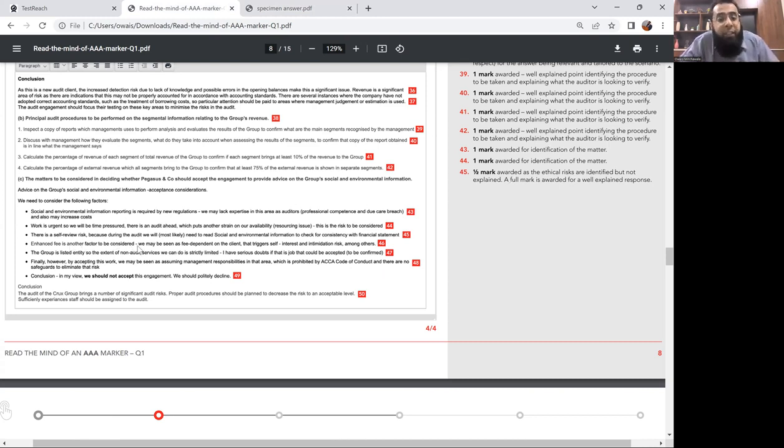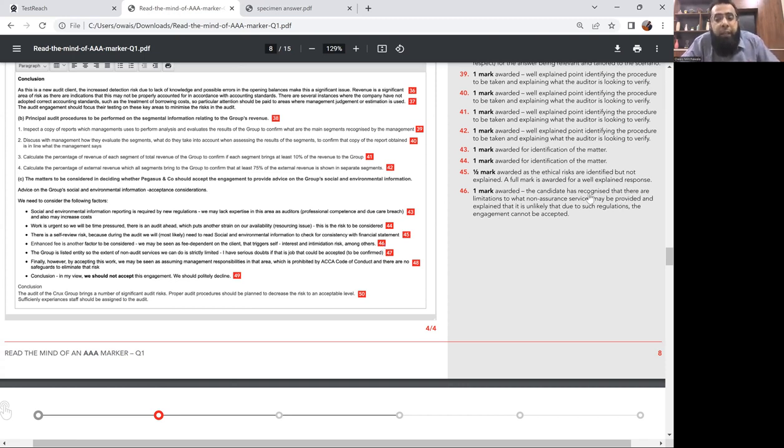Enhanced fees is another factor to be considered. We may be fee dependent on the client, which triggers self-interest and intimidation risk. Here also, he didn't explain the self-interest and intimidation in detail. But then also he got 1 mark.